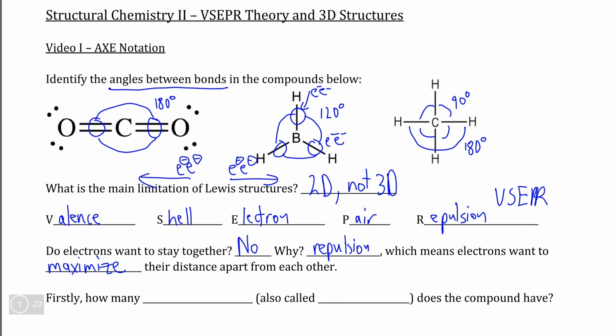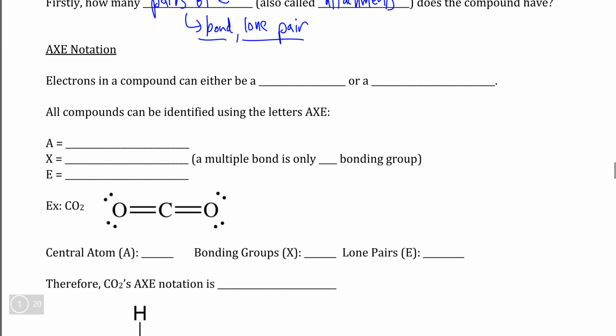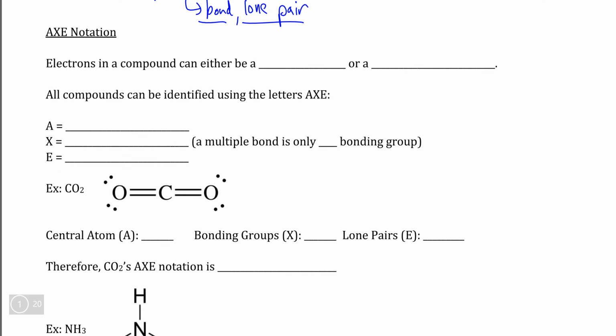Now, the first question we need to answer in order to figure out a pattern behind valence shell electron pair repulsion theory is to figure out how many pairs of electrons each molecule has. And remember, a pair of electrons can either be a bonding pair or it can be a lone pair. In valence shell electron pair repulsion theory, groups that are made of bonds or lone pairs are what we call attachments, for reasons that we'll get into later. Before we learn to construct molecules in 3D, we need to learn about something called AXE notation.